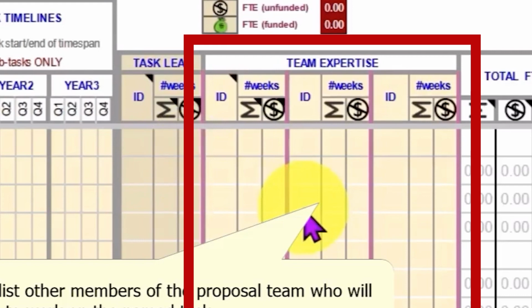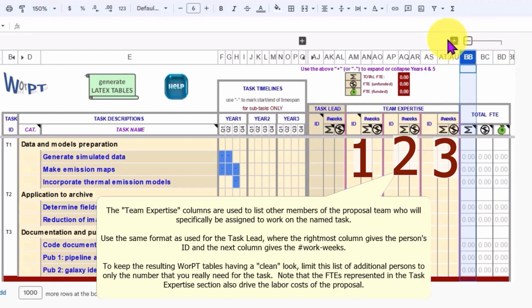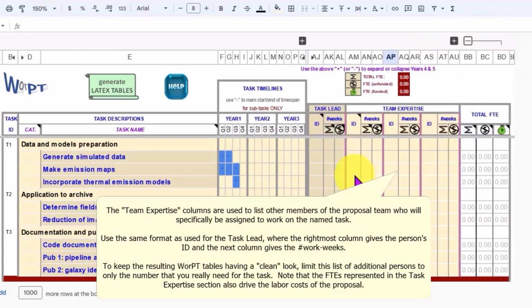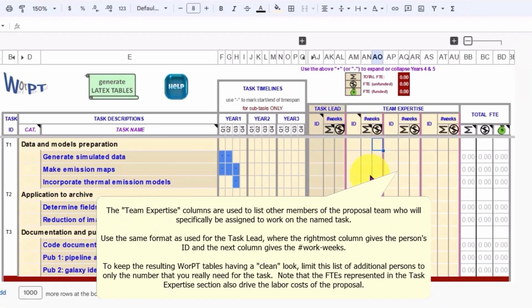If other team members are contributing to the task, then they would go under the team expertise section. You can list up to 5 people, but it's typically best to try to stick with just 3 for purposes of making the resulting LaTeX table look nice. You enter the same kind of data that you entered for the task lead, their identification, and in the next column would be how many total work weeks that they would be working on that particular task. If they happen to be a funded team member, but some fraction of the work will be covered by some other source of funds, then you would list the number of hours that are covered outside of this proposal in this other column. Let me just step away for a minute and populate some of this data.